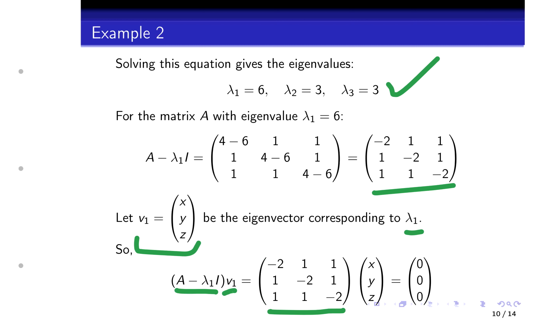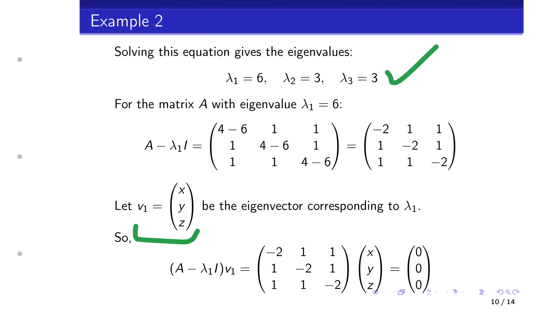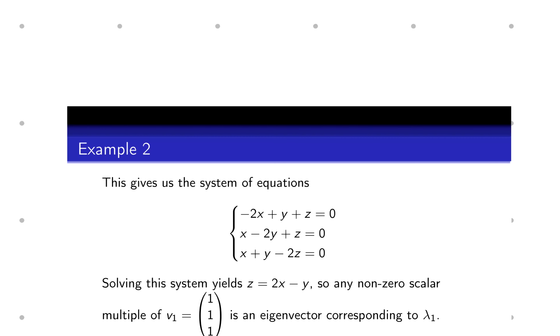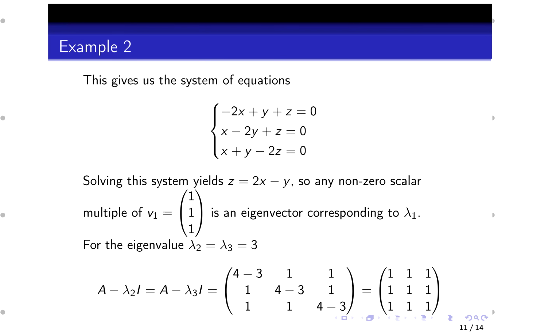So let's go to slide 11, where that is. Okay, so still on that, right? Just like what you saw there, if you turn all of that over, this is what you get: minus 2x plus y plus z equals 0, x minus 2y plus z equals 0, x plus y minus 2z equals 0. Now, in this case, you can see that all the expressions are different.